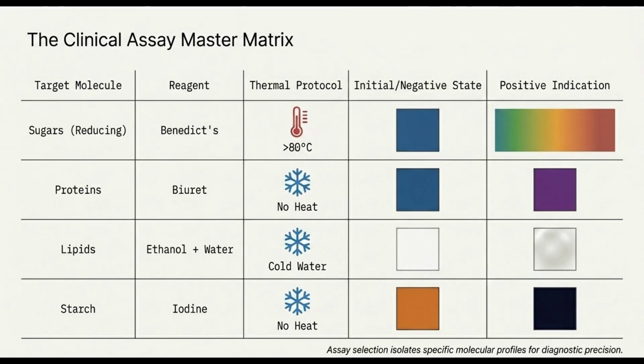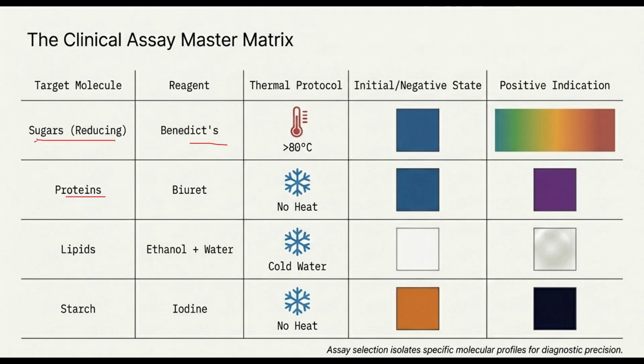Clear? So this is what we have learned so far. So for identifying sugar, if it is reducing, we use the Benedict test, thermal protocol, and we need a temperature of 80 or greater than 80 degrees. In a negative or initial state it will be blue. Positive indication will be the color codes, right? From blue to green, green to yellow, yellow to orange, and brick red based on the concentration.